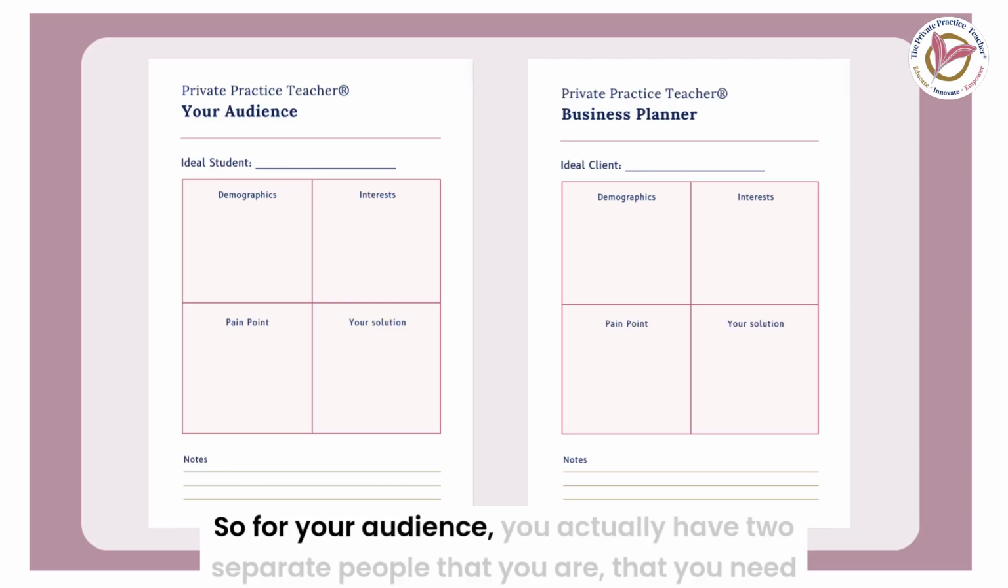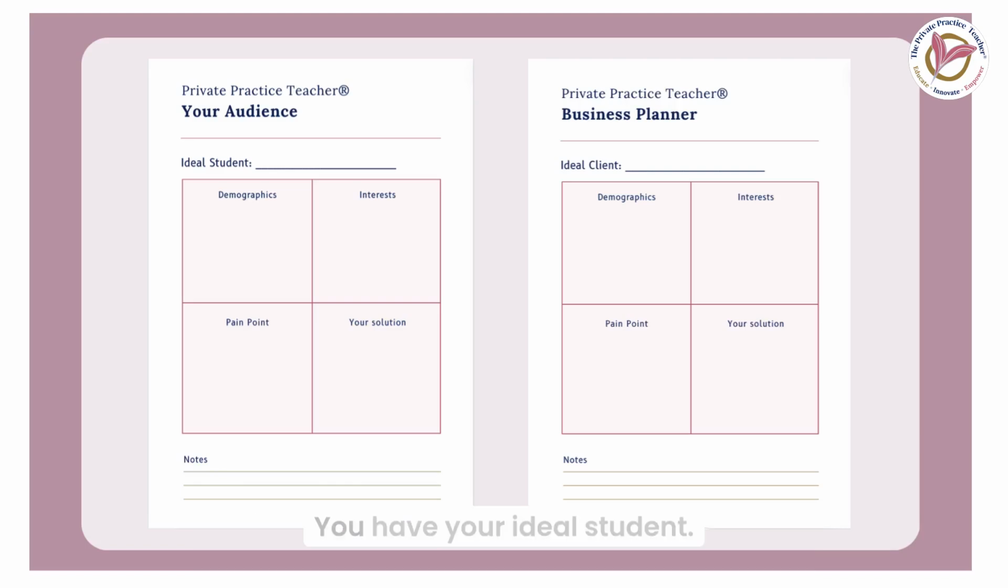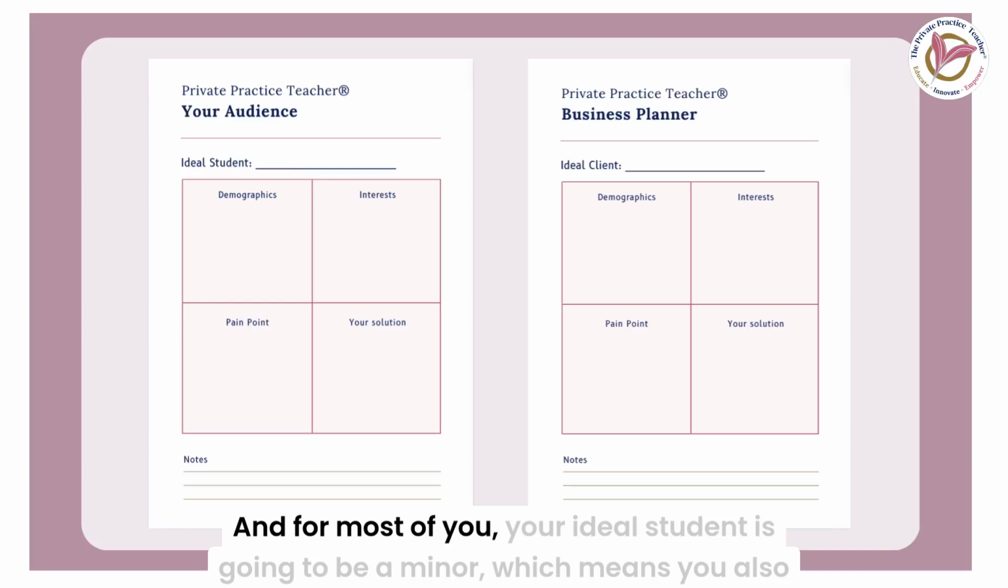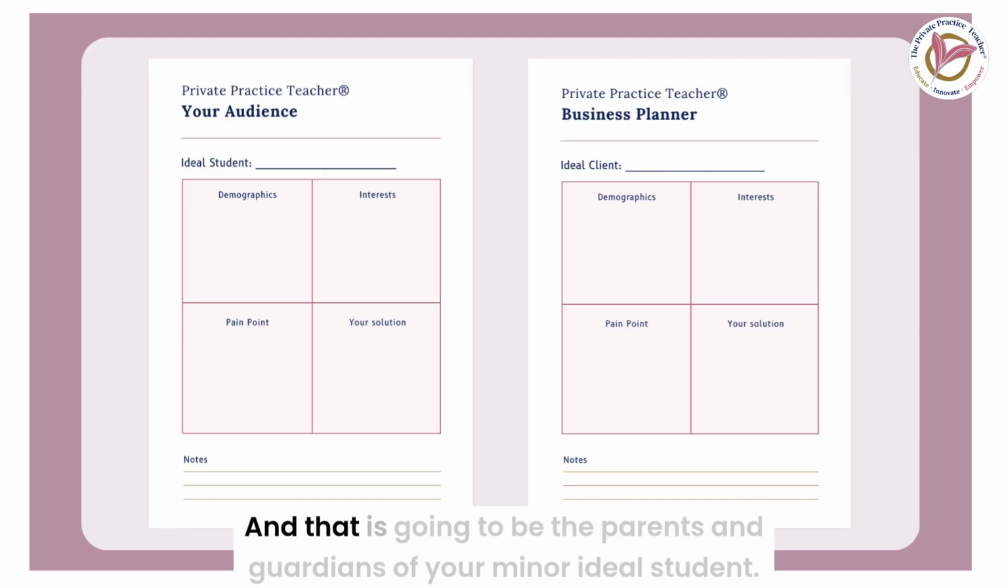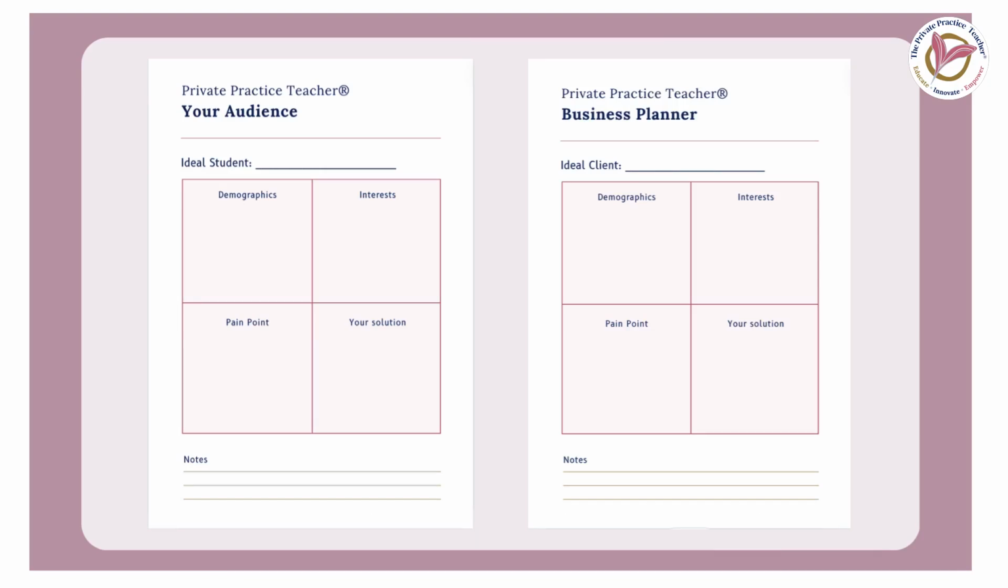So for your audience, you actually have 2 separate people that you need to know. You have your ideal student. And for most of you, your ideal student is going to be a minor, which means you also need to have your ideal client. And that is going to be the parents and guardians of your minor ideal student.